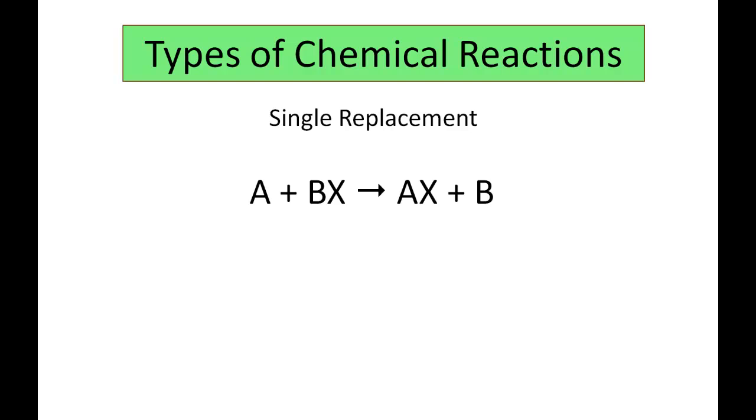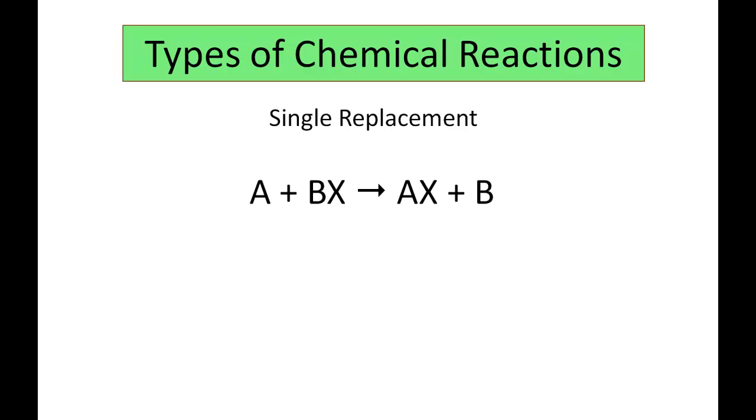The next type of reaction is called single replacement. I like to refer to this as the loser at the dance. As you can see here, the element A is by itself and the element B is paired up with something within a compound. What you see is that A kicks B out of the dance with X and B is left by itself.